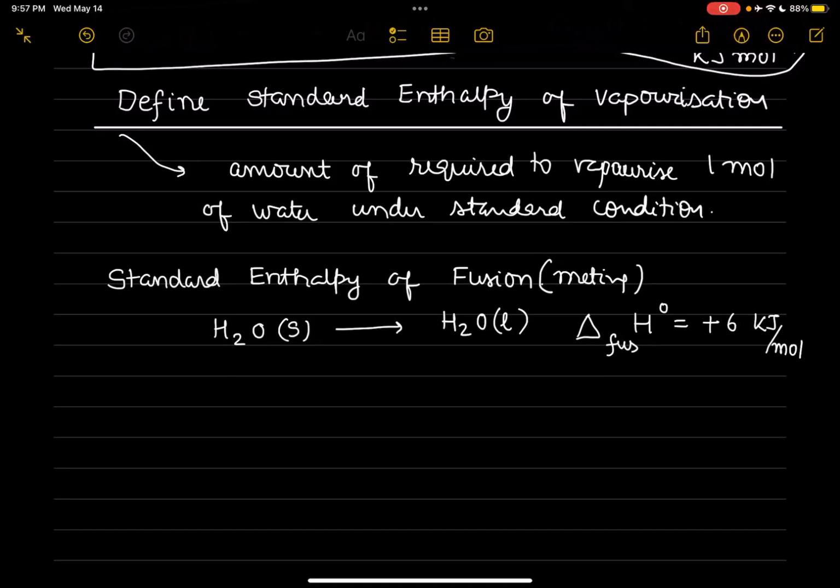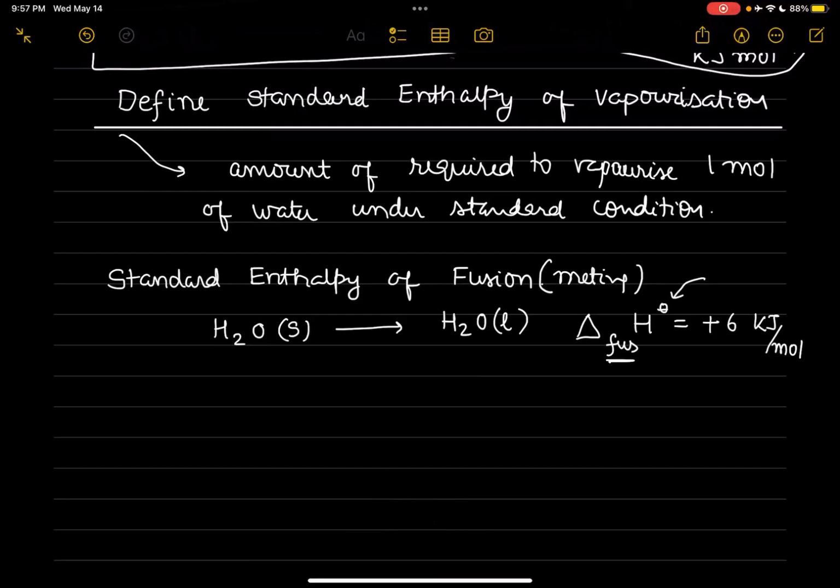Is it clear? So the subscript is this, fusion. The superscript is this, a naught, not with a bar. Some places you use delta H naught, and some places you use delta H naught with a bar.